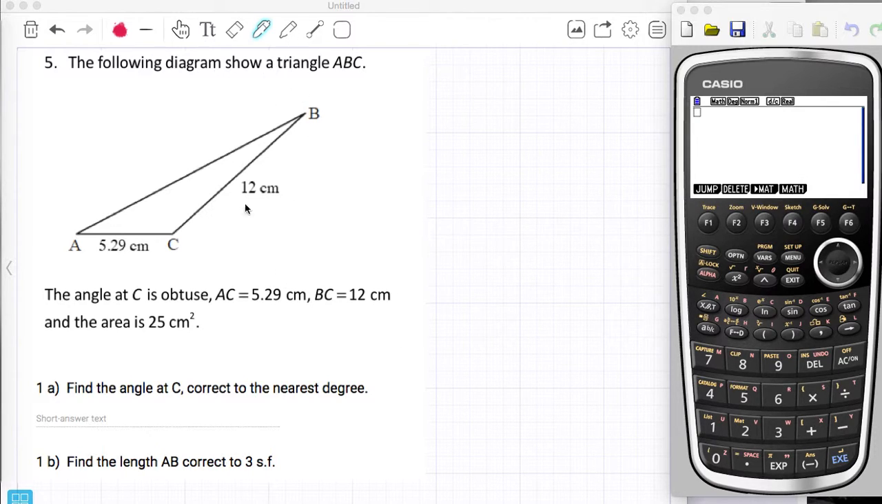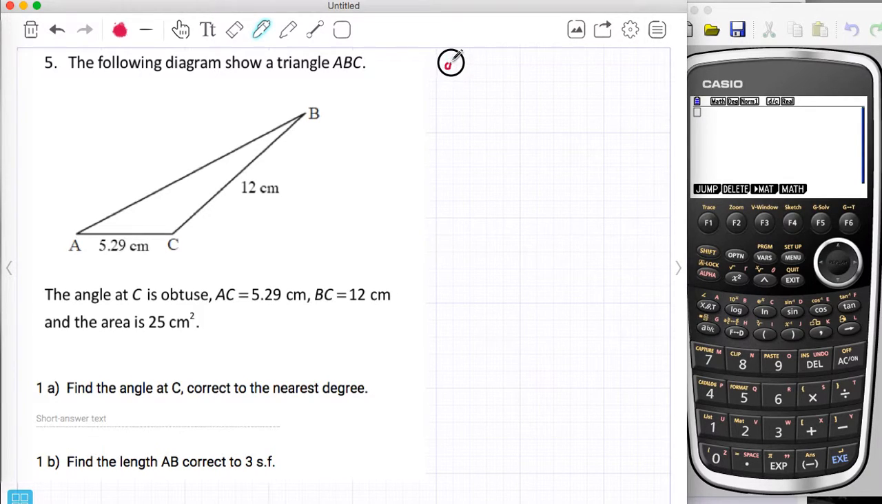So first of all, the angle at C, I've got these two and I've got the area, so I'm going to use the area formula, which is half AB sine C. So AC is 5.29 and BC is 12. So I'm just going to multiply these two together and I'm going to times it by sine C, and I will get the area, which is 25.